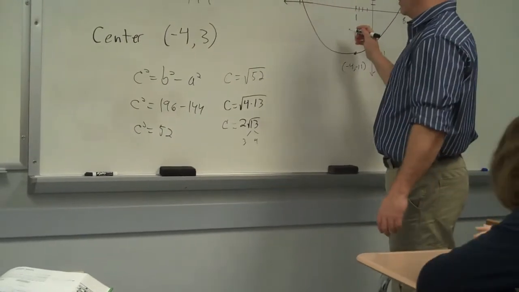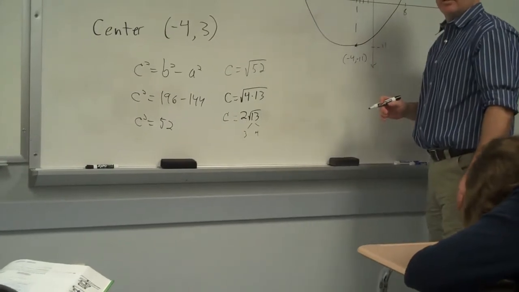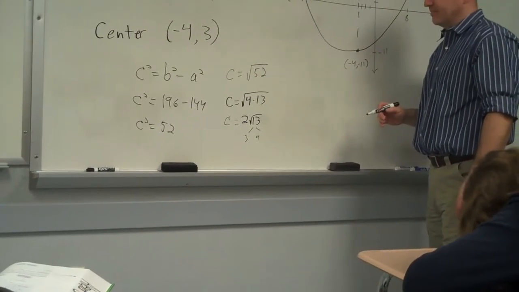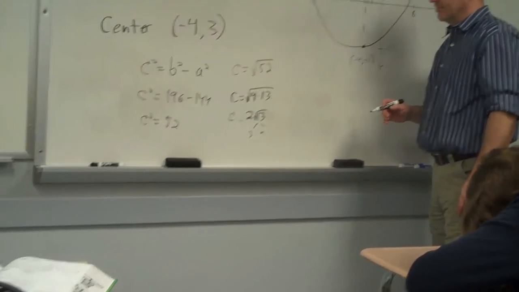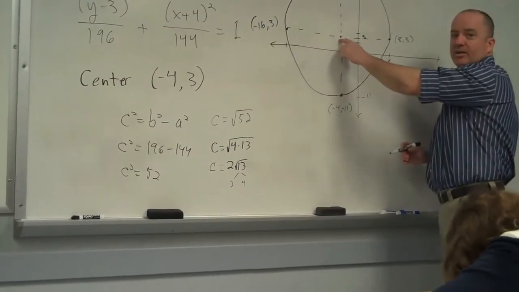Don't you have to add 3 to that number? Then I've got to double it, because it's 2 root 13. But when you graph it, don't you have to add 3 to that number? Oh yeah, well I've got to start from here. Oh, I see what you're saying.